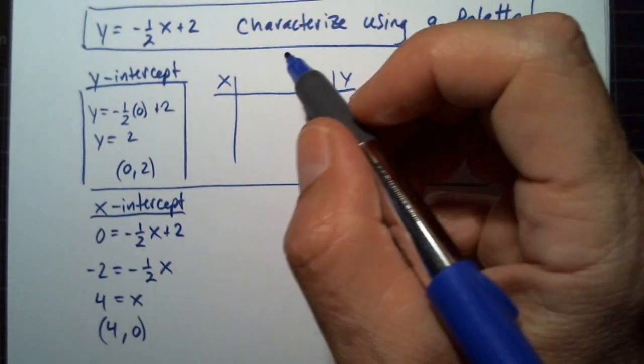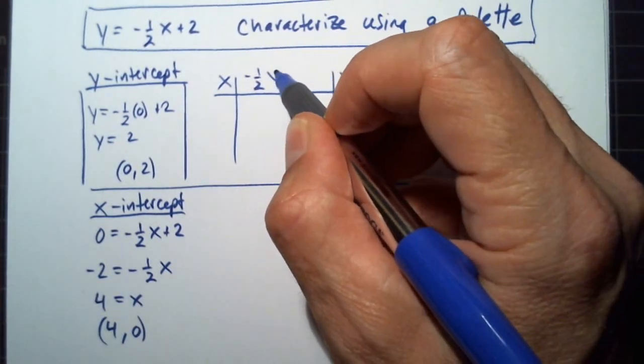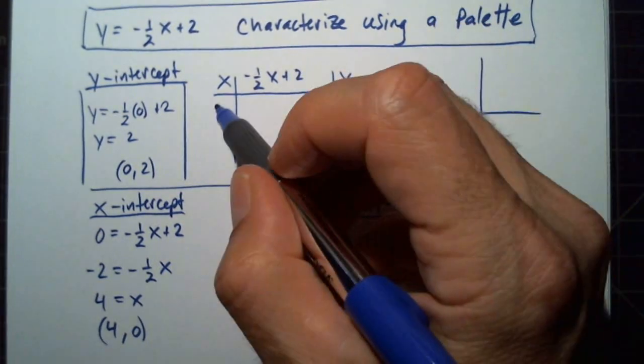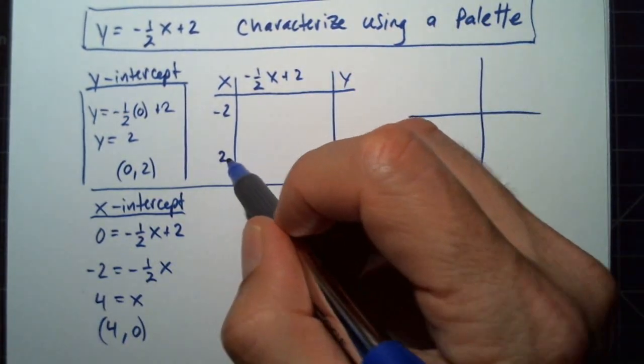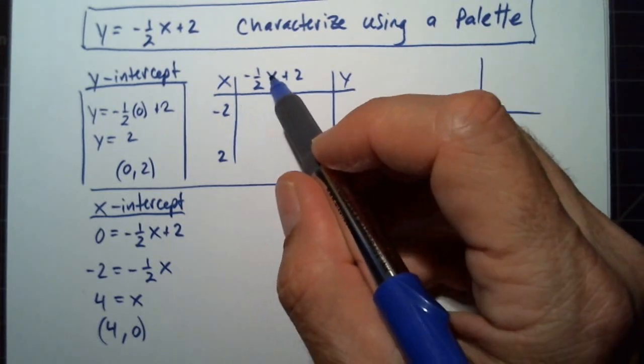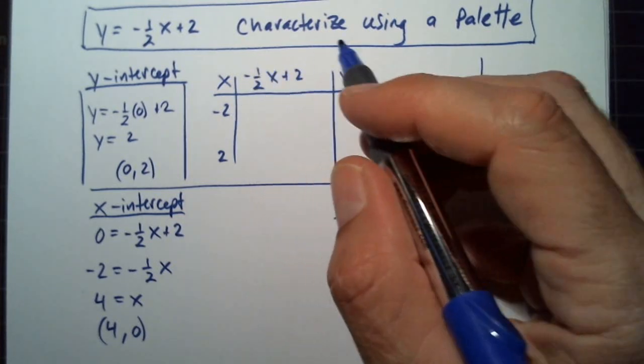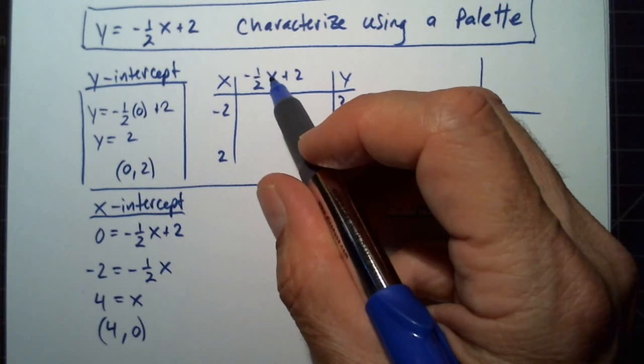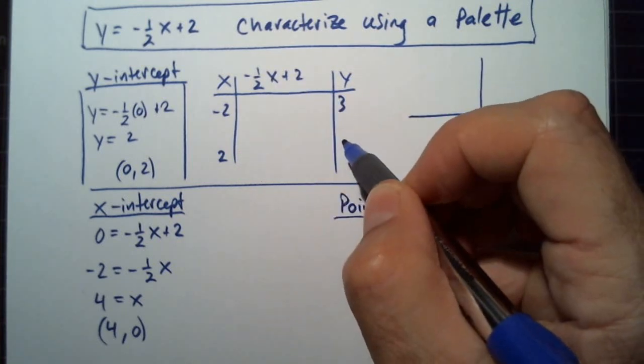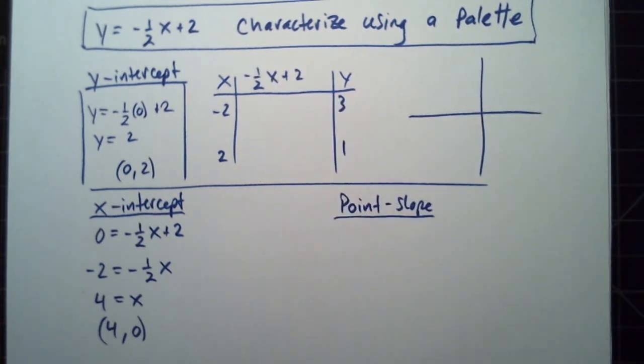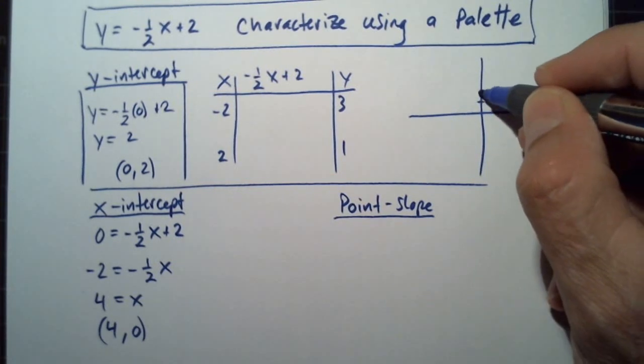We can use a table if we wanted to find more points. Let's try negative 2 and 2. Substitute that in here and we get a 1 plus 2 is 3. Here we get a negative 1 plus 2 is 1. And all of these are helping us graph.